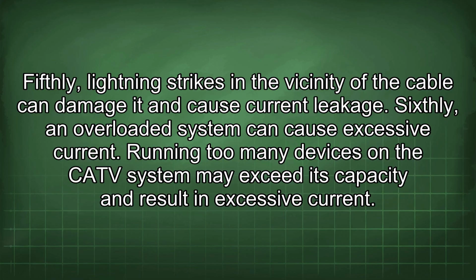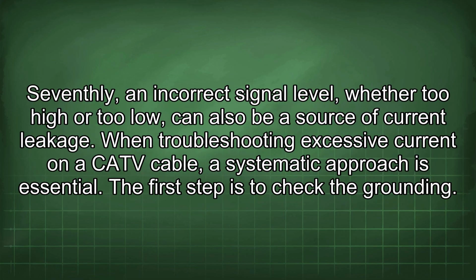Sixthly, an overloaded system can cause excessive current. Running too many devices in the CATV system may exceed its capacity and result in excessive current. Seventhly, an incorrect signal level, whether too high or too low, can also be a source of current leakage.